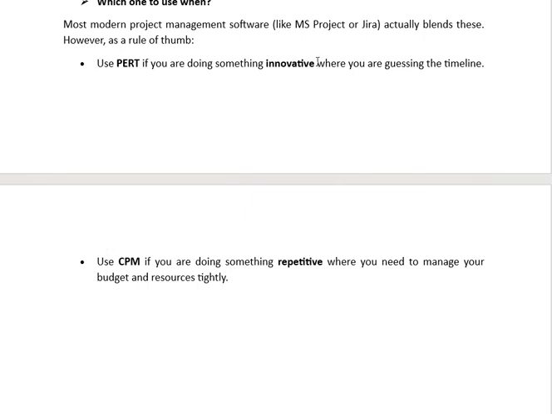Use PERT if you are doing something innovative. Let's say when COVID came, no one was assured of the deadline till when it stopped. For how long it will take to find the vaccine or the treatment, no one was assured of that. So R&D was required at that time. So most of the scientists or the doctors or the people who invested their time in figuring out the vaccine or the right treatment or the precaution, they used PERT there because there was an uncertainty.